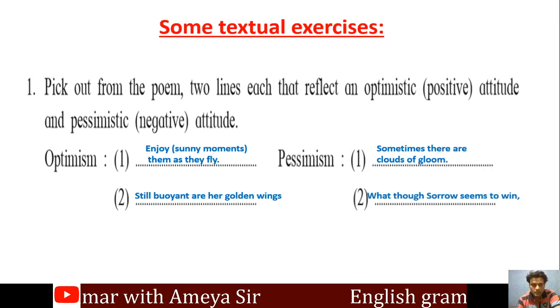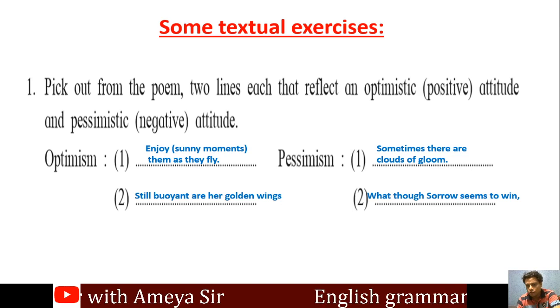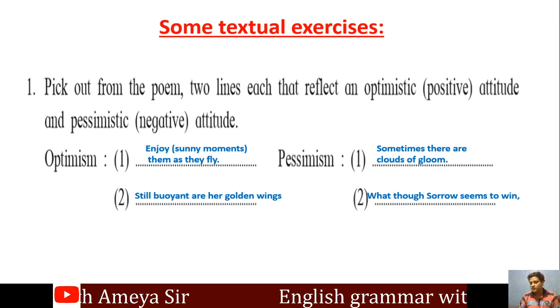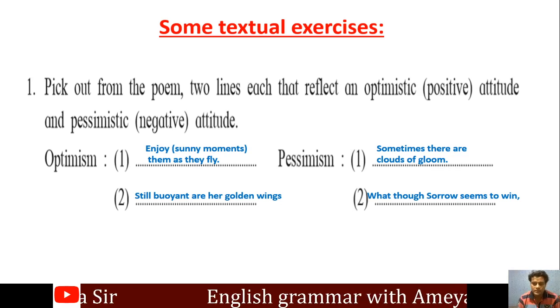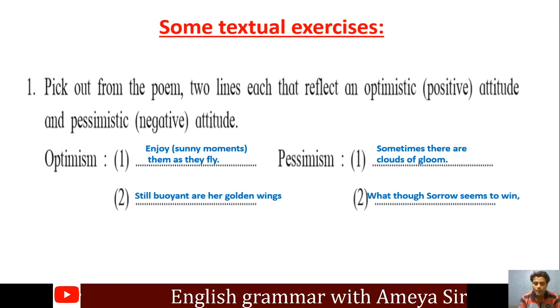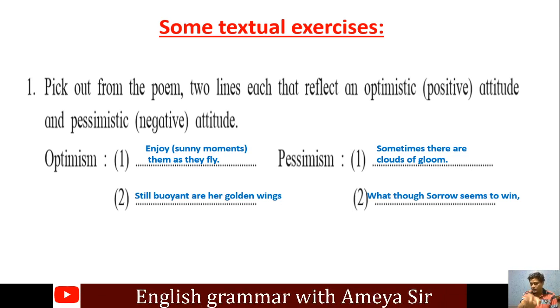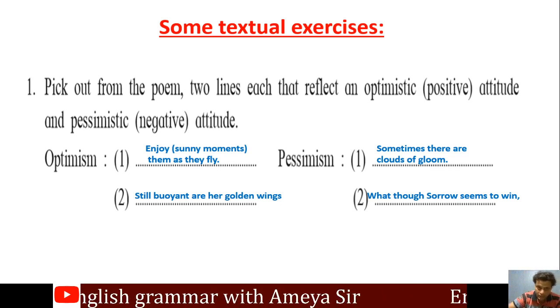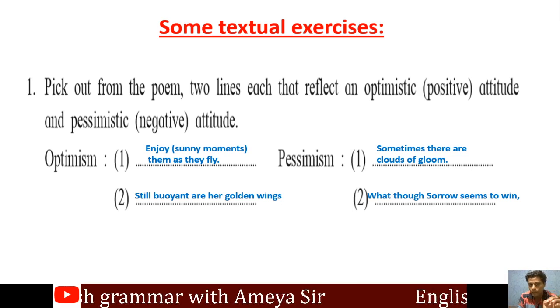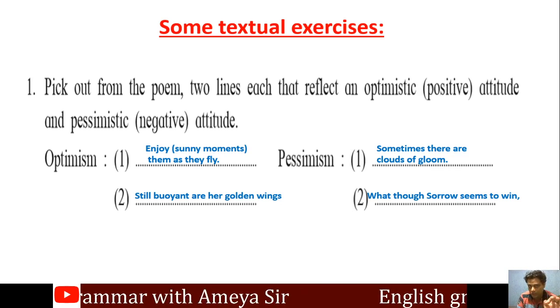The first one is "sometimes there are clouds of gloom." I told you that this is a typical negative, slightly pessimistic idea. The poet says that, yeah, sometimes there are moments of sadness. And remember my advice about being sad and happy. There are definitely more happy moments, and there is more happiness in your life than you think.